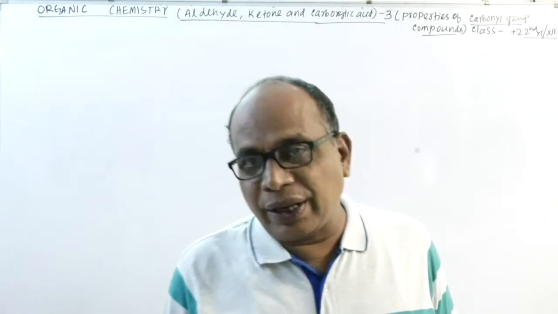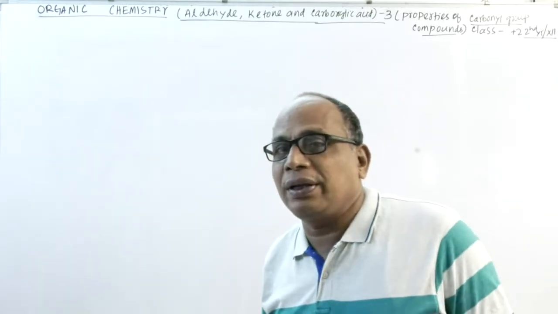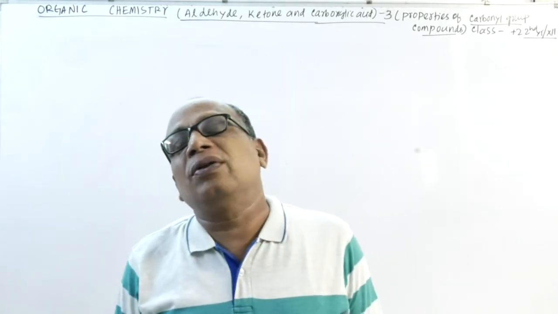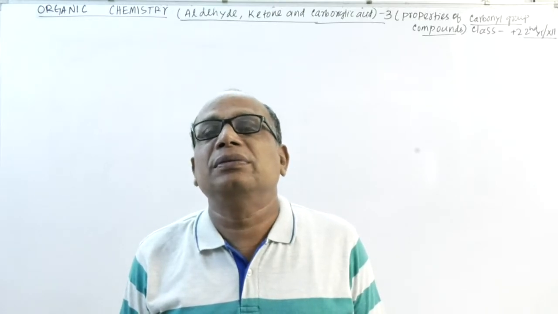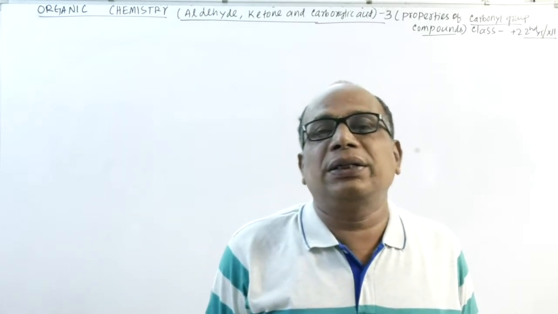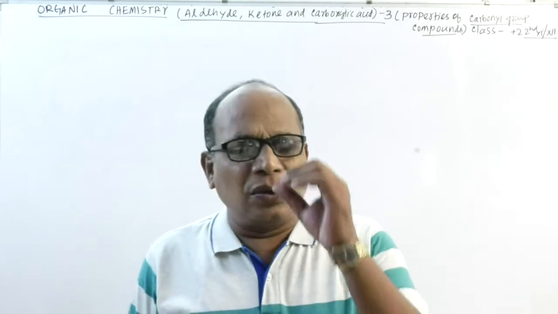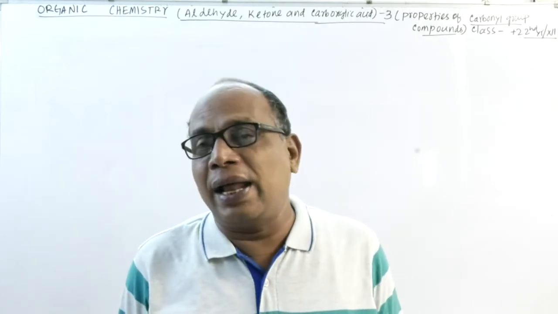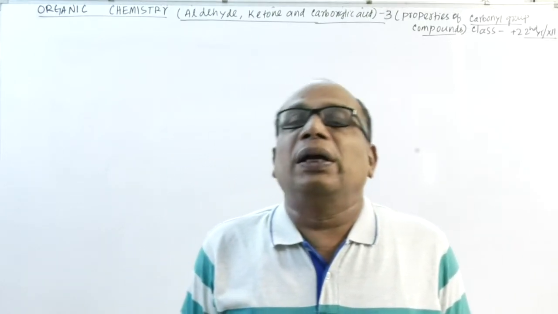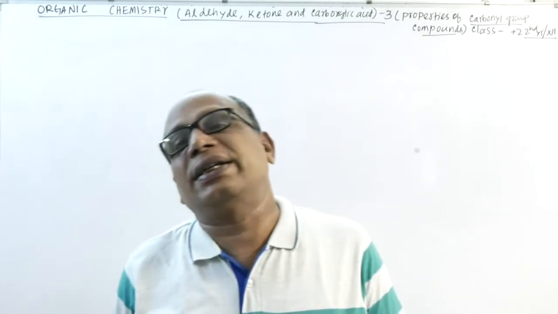In class number 3, in the chapter of aldehyde, ketone, and carboxylic acid, we will discuss some methods of preparation of aldehyde and ketone. The aldehyde and ketone can be prepared from alcohols, carboxylic acids, acid chloride, alkane nitriles or alkyl cyanides, and we discussed the method of preparation of aldehyde and ketone from Grignard reagent.